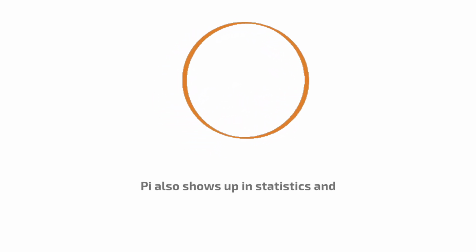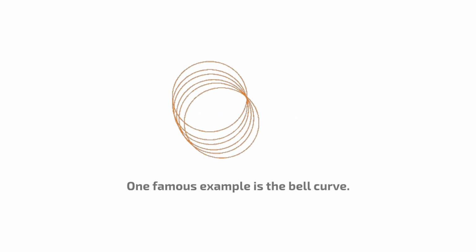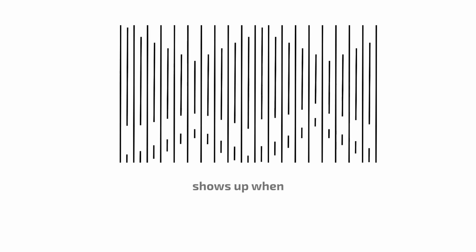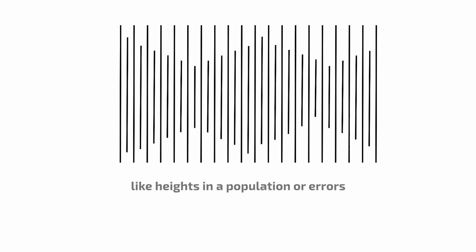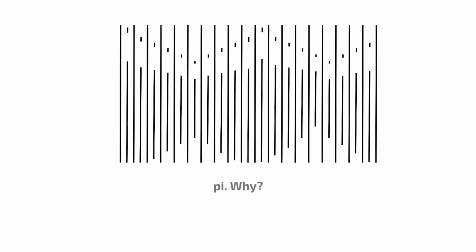Now here is something that surprises people. Pi also shows up in statistics and probability, even if you are not doing anything with circles. One famous example is the bell curve. It's that smooth symmetrical shape that shows up when you graph the probability of different outcomes, like heights in a population or errors in measurement. The math behind the bell curve includes pi.